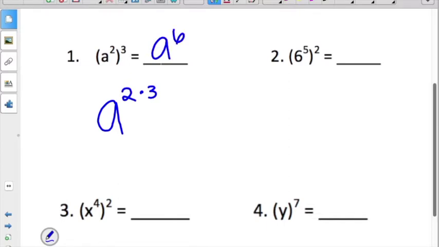For the next one, our base is 6. We're going to keep the base, and our exponents are 5 and 2. So we're going to multiply together 5 and 2. 5 times 2 is 10. So we get 6 to the 10th power.